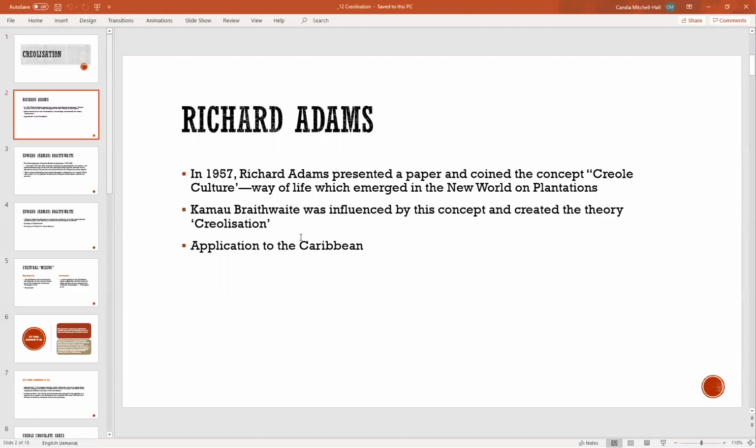Now, Kamau Brathwaite, a Barbadian scholar, used to lecture at the University of the West Indies. He died earlier this year. And Brathwaite borrowed the concept of Creole culture from Richard Adams, and he created a theory that is called creolization. And he actually applied it to the Caribbean.